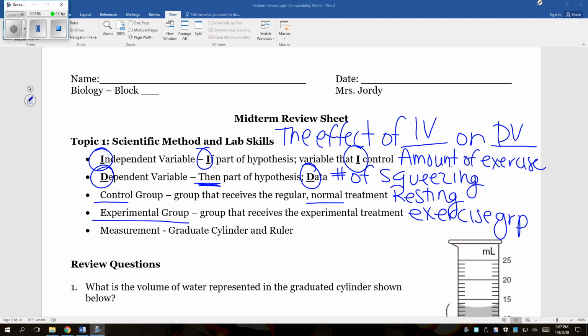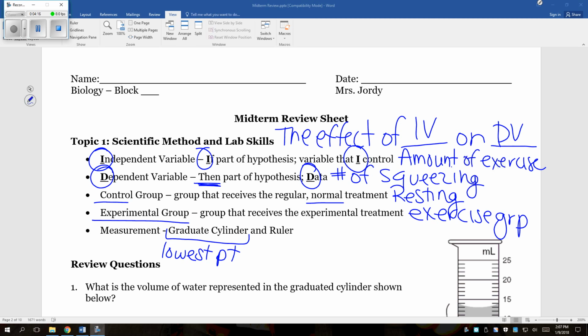The final thing that we need to know about is how to use different types of scientific tools. The first tool is going to be the graduated cylinder. When we're looking at the graduated cylinder, remember, you want to read from the lowest point. Now, the lowest point for the graduated cylinder is going to be called the meniscus.